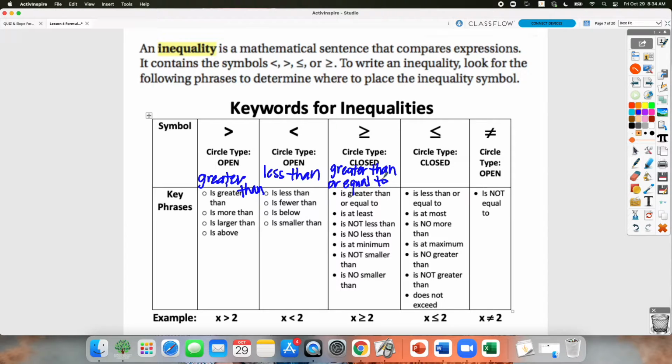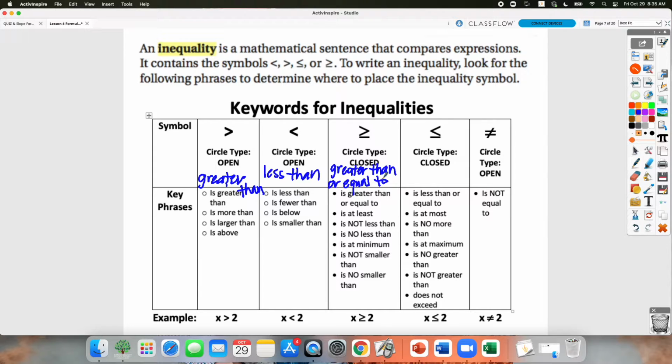Okay, so greater than or equal to is "at least," because if I have to have at least $20 to buy a shirt, is the cashier going to let me give her $19? No, I have to have $20 or more to be able to buy the shirt. Not less than, no less than, at minimum. If you have to have a minimum of a 60 to pass the class, that means you have to have a 60 or higher. Not smaller than and no smaller than. And if we have x is greater than or equal to 2, we would have a closed circle on 2 on our number line because this time x could be 2 or anything higher than 2.